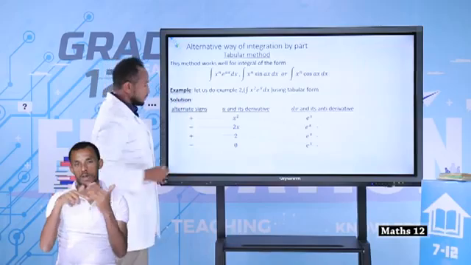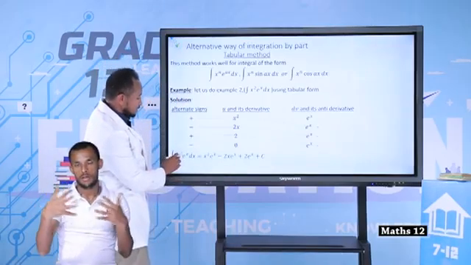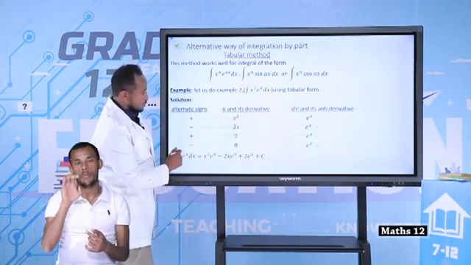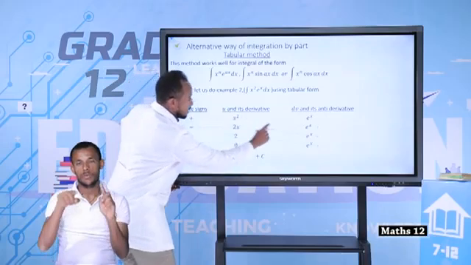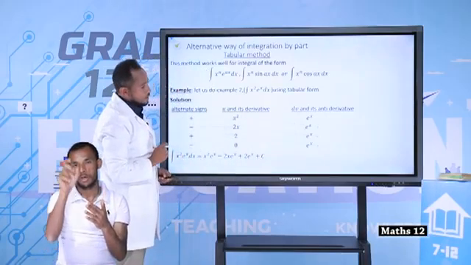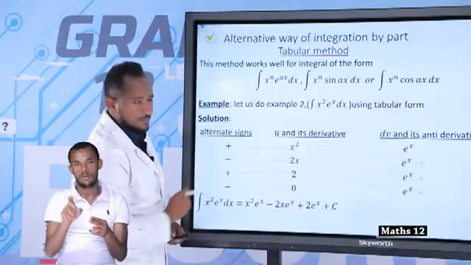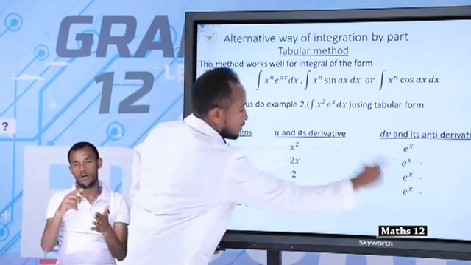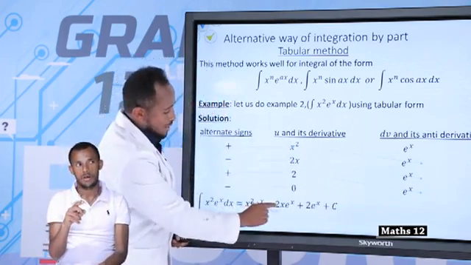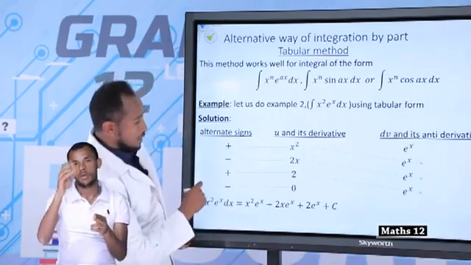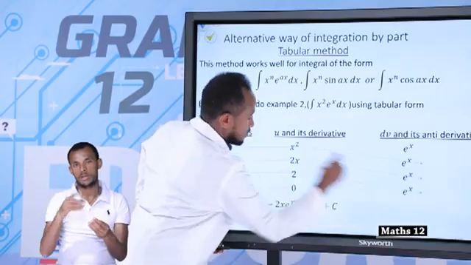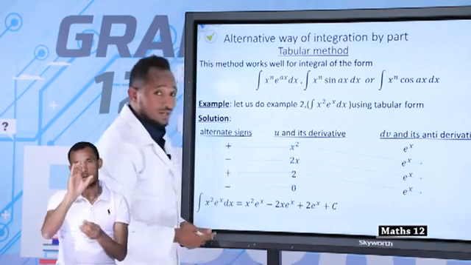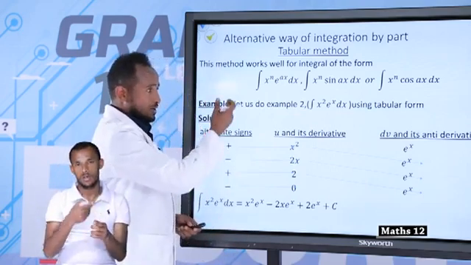Therefore the integration of x squared e raised to x is equal to the positive of the product of the two, x squared times e raised to x. Next, minus the product of the two, minus 2x times e raised to x. And then plus the product of the two, plus 2 times e raised to x, plus some constant c. So this is the answer. By the way, the previous answer took a little bit longer.